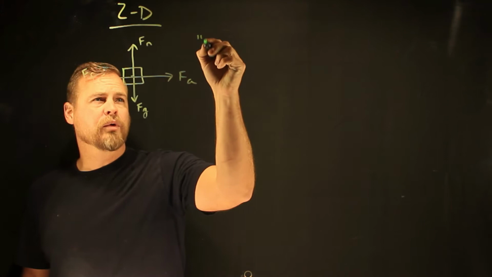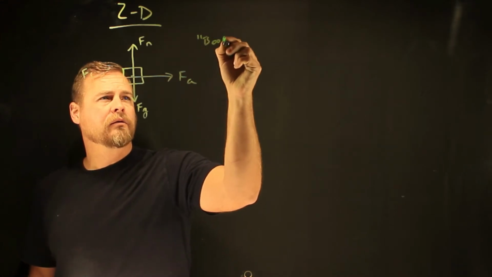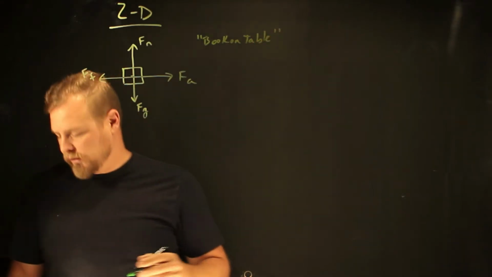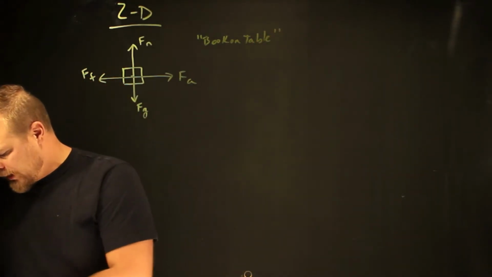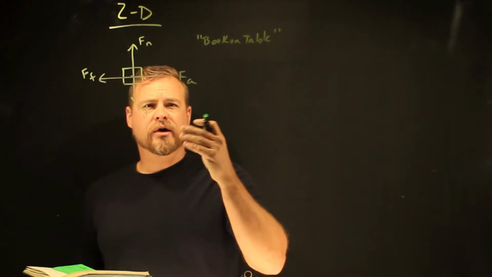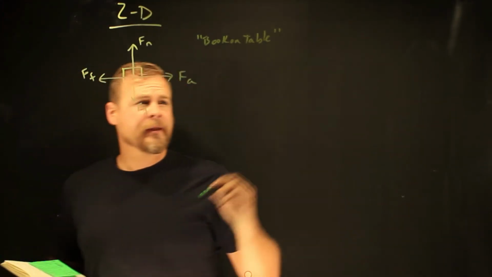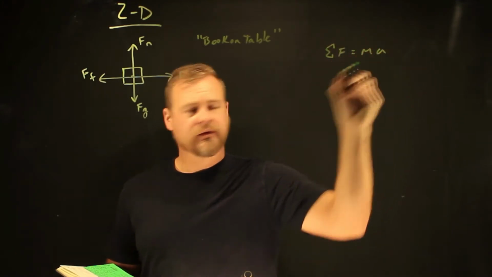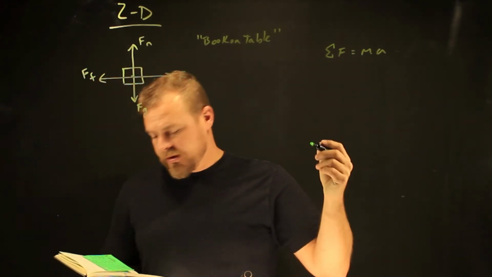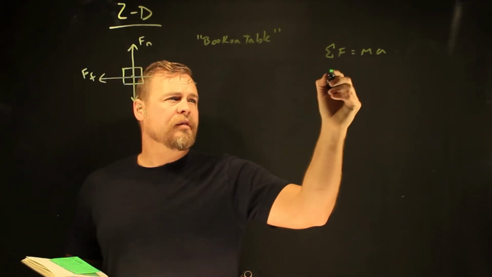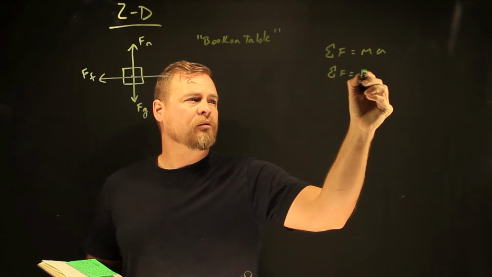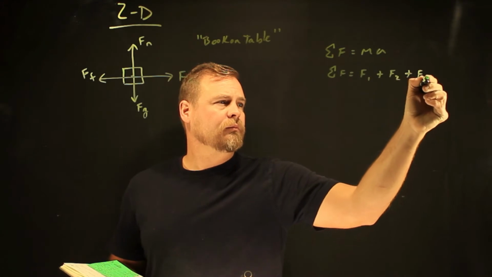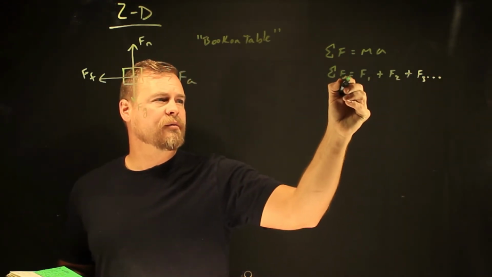You call this the book on a table example. You'll see this scenario a lot. It's a good starting point. We want to put this in terms of acceleration. Okay, so we have the formula: the net force is equal to mass times acceleration. And then we also have this idea of the net force being equal to all of the forces in a particular dimension.